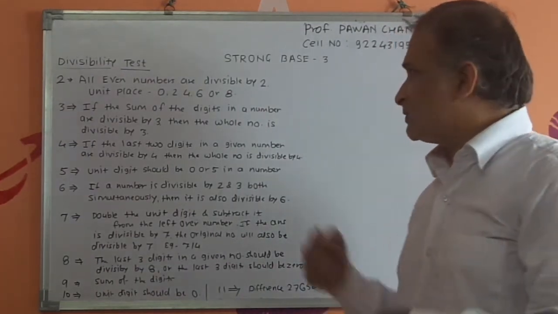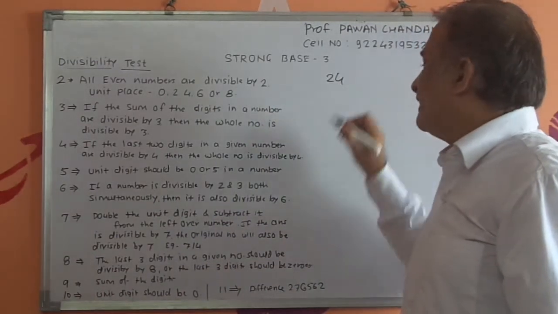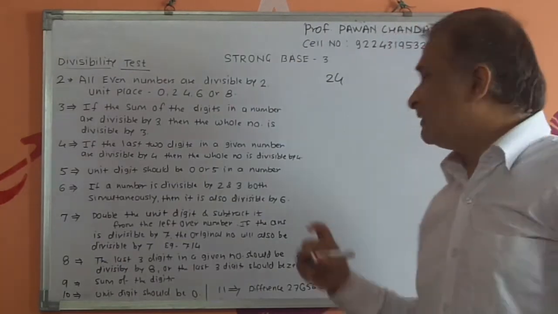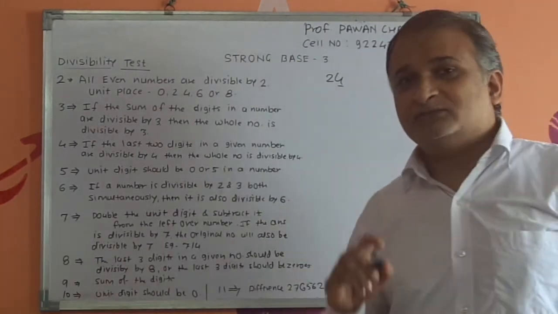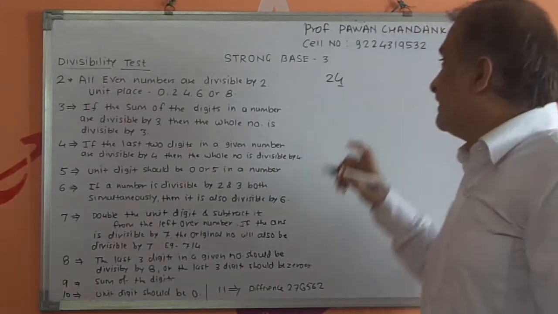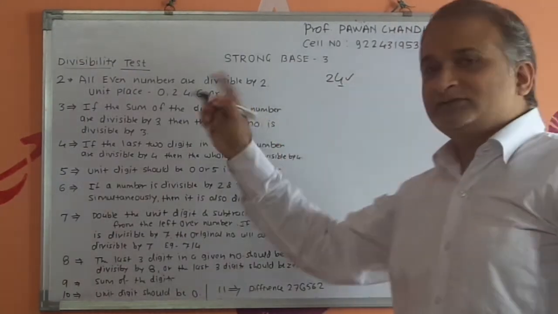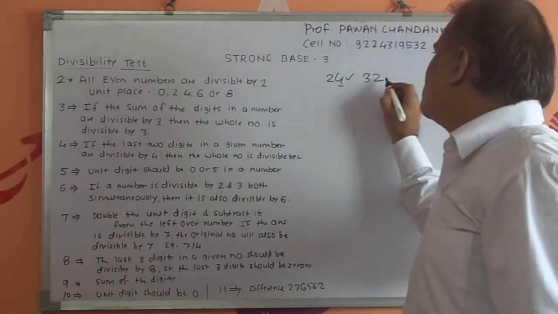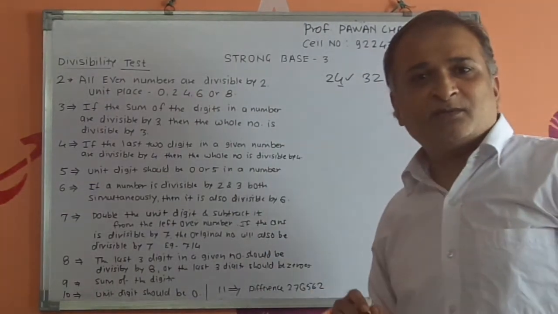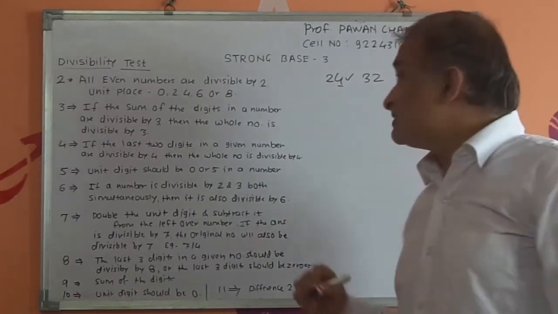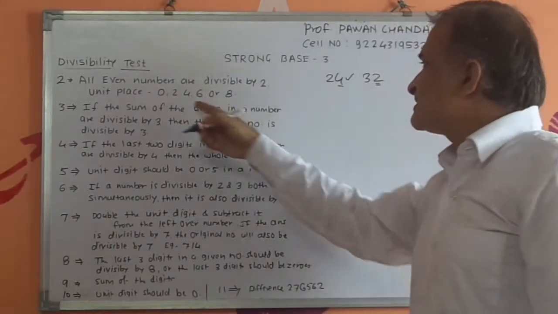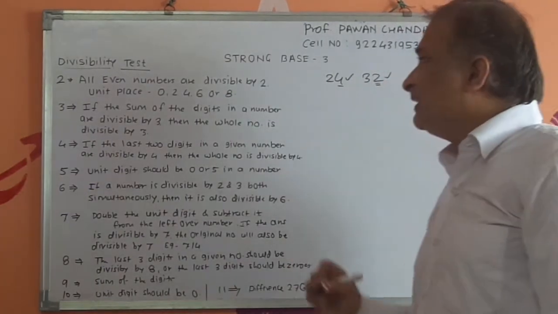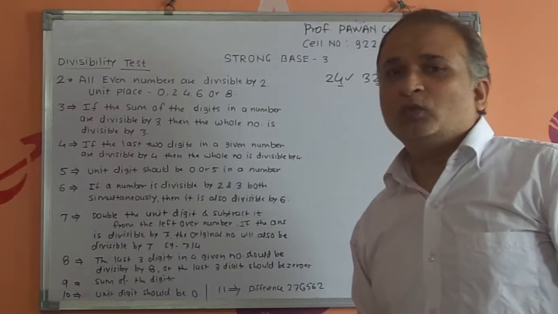Take for an example, students, the number 24. Is it divisible by 2? Is it an even number? Yes. As the number 24 is an even number, it will be divisible by 2. What about 32? Is this number 32 divisible by 2? Yes, 32 bears a digit 2 at its units place. Being an even number, it will also be divisible by 2.